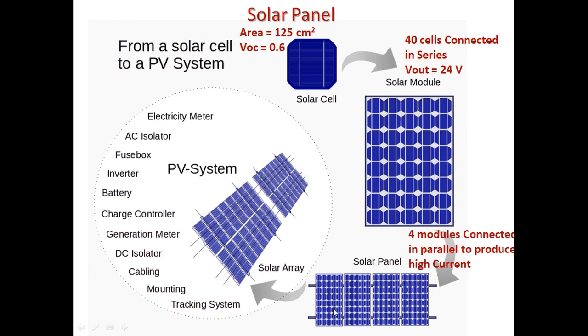Now in this case, the solar modules are connected in parallel, so the voltage will remain the same, about 24 volt for this whole setup, but the current will add up, just as with resistors connected in parallel. So whatever current you get from one single module will now be 4 times. This is the way your solar panel is developed.